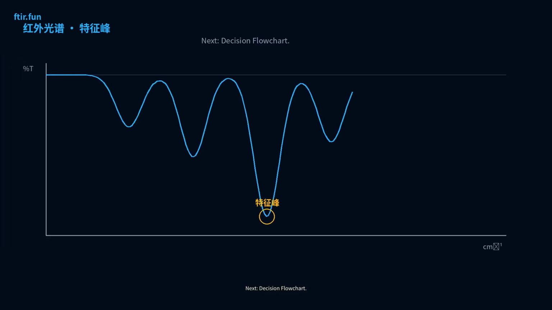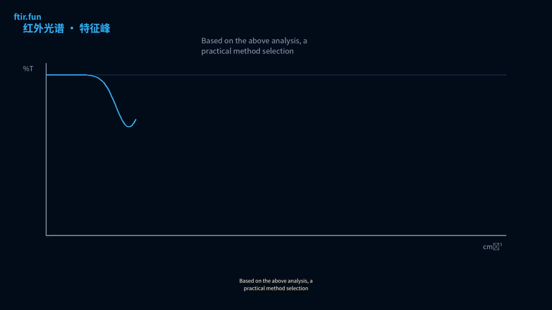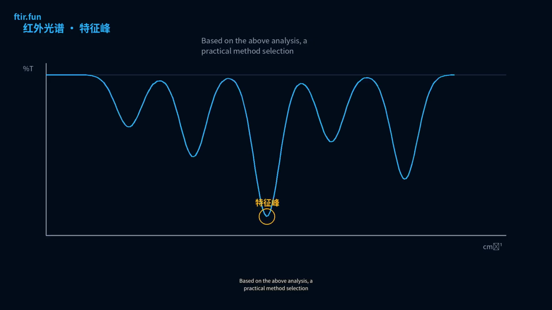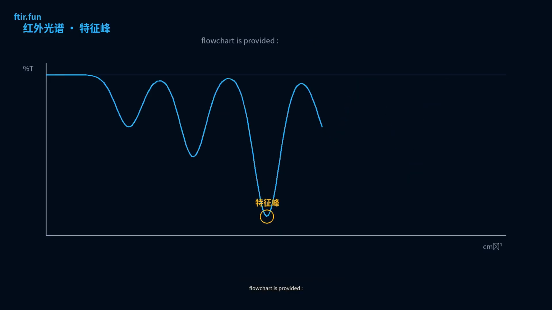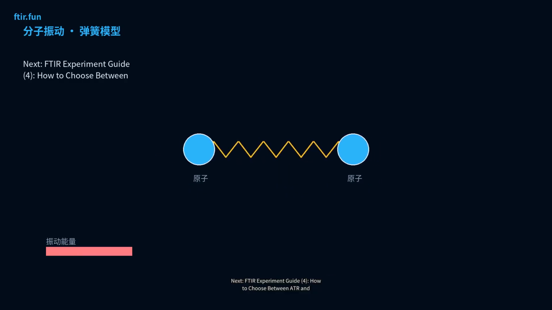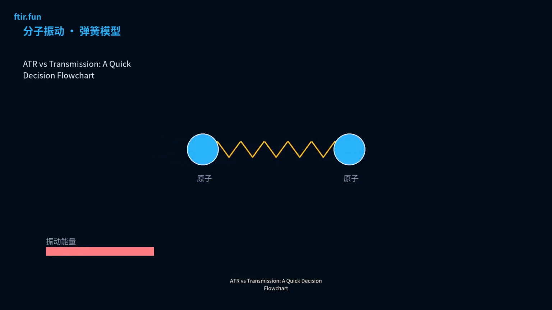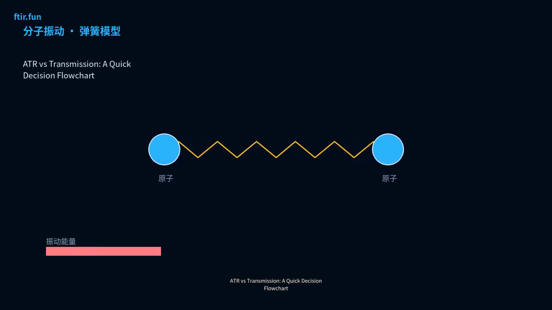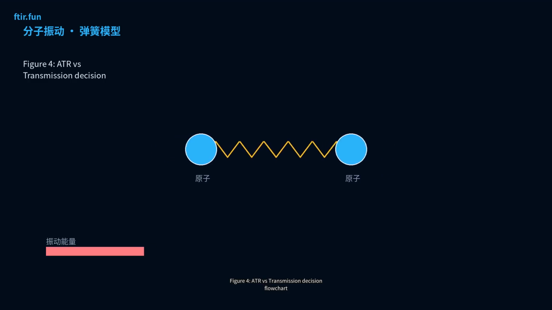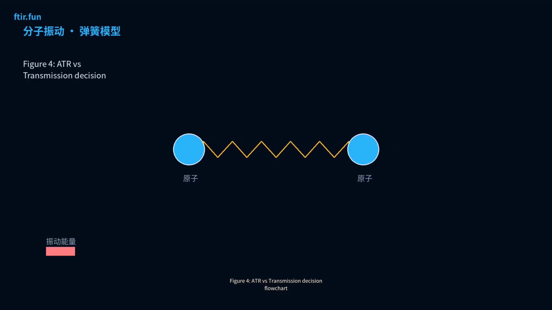Next, decision flowchart. Based on the above analysis, a practical method selection flowchart is provided. Next, the experiment guide: four points on how to choose between ATR and transmission. A quick decision flowchart. Figure 4. ATR vs transmission decision flowchart.